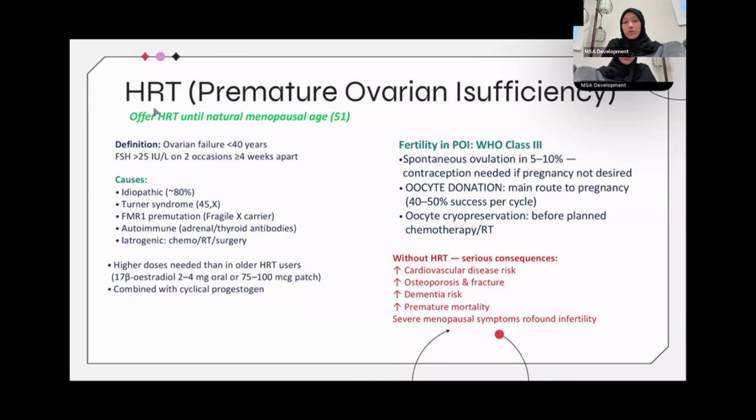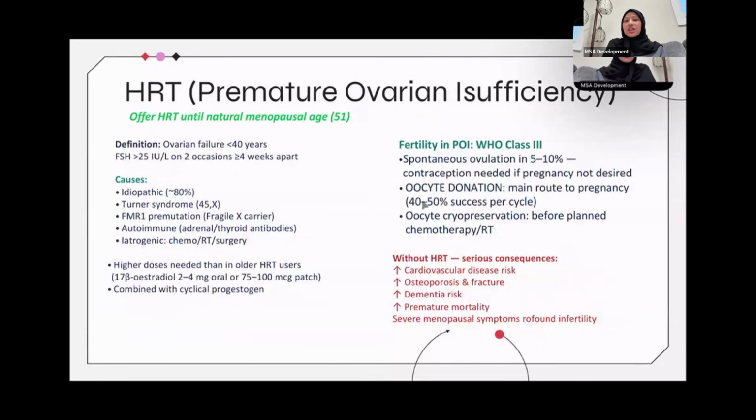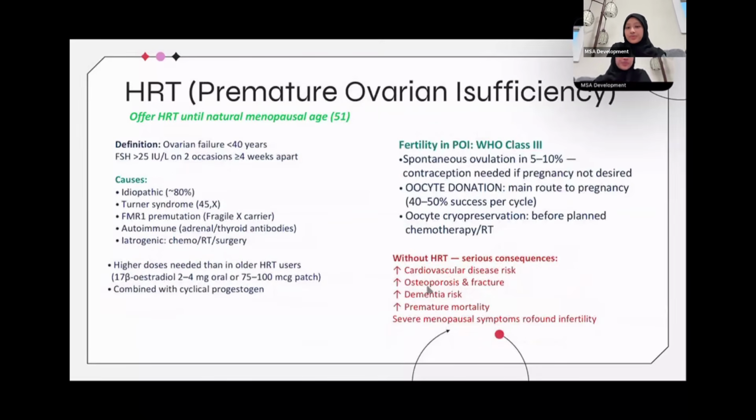So without hormone replacement therapy in these patients who are less than 40 years old, who did not even reach above 60, you can have serious consequences. Things like cardiovascular disease risk is higher because you have low estrogen. The vessels will be thicker, and it will just lead to these symptoms faster. So you don't want that. Osteoporosis, we said dementia, insomnia, depression, sleep problems, and then premature mortality as well.